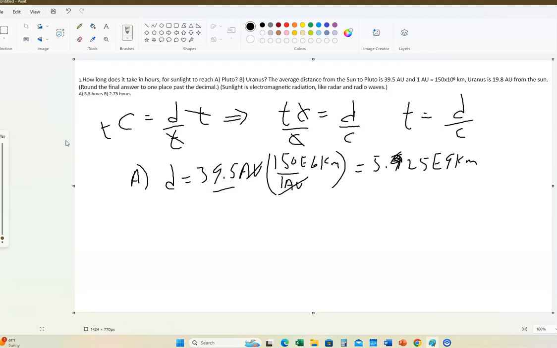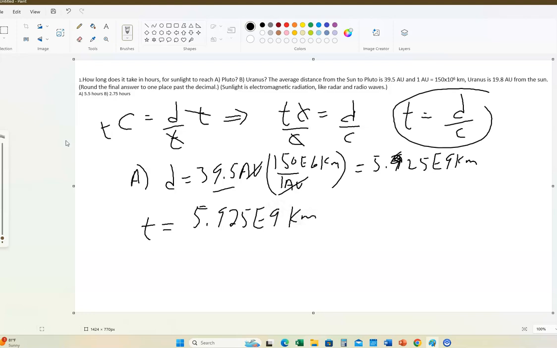Now we're going to use this equation right here. For part A, the time for sunlight to get to Pluto is going to be 5.925 times 10 to the ninth kilometers, which in my calculator is not in scientific notation, but it still means the same thing, divided by the speed of light, which is 3 times 10.